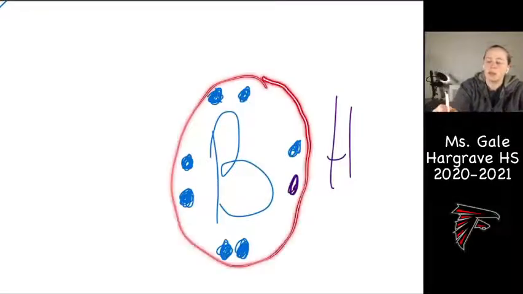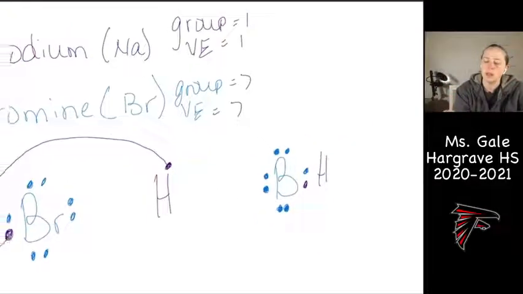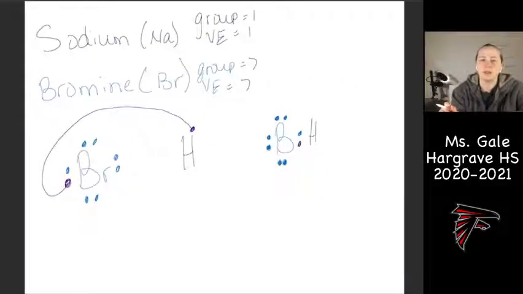Bromine didn't like hydrogen's ending, so he changed his own and made it special. Went from bromine to bromide because he gained that electron. Okay, I'll let y'all do that for a second.